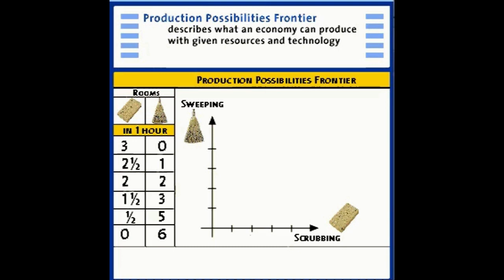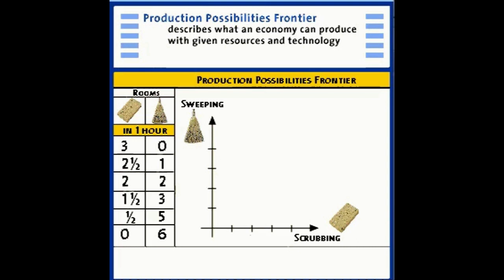So it looks like my chart here is going to work. I'm going to calibrate my axes a little bit differently just for the sake of making things nice and neat. I'm going to let each of these hash marks represent 2 rooms swept. So here's 1 room, 2, 3, 4, 5, 6. And I'm going to let each of the hash marks down here on the bottom represent 1 room scrubbed. So here's 1, 2, 3, 4, and so forth.